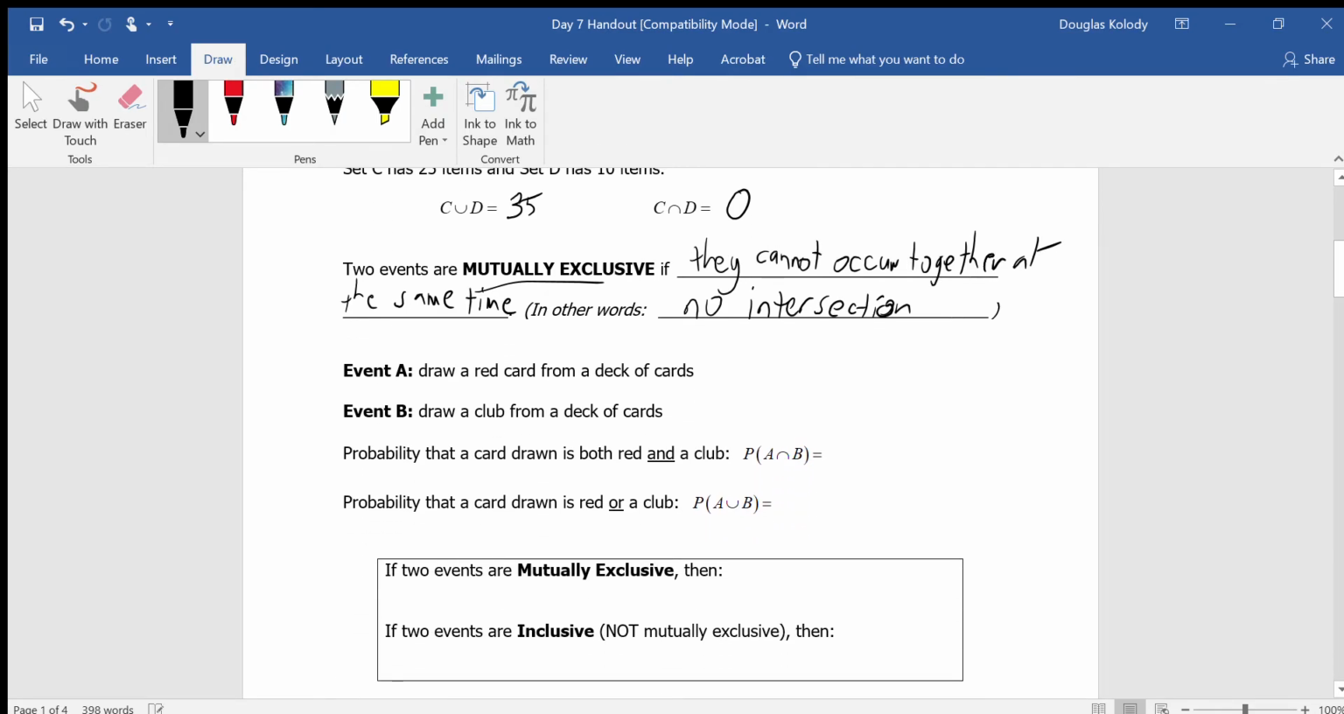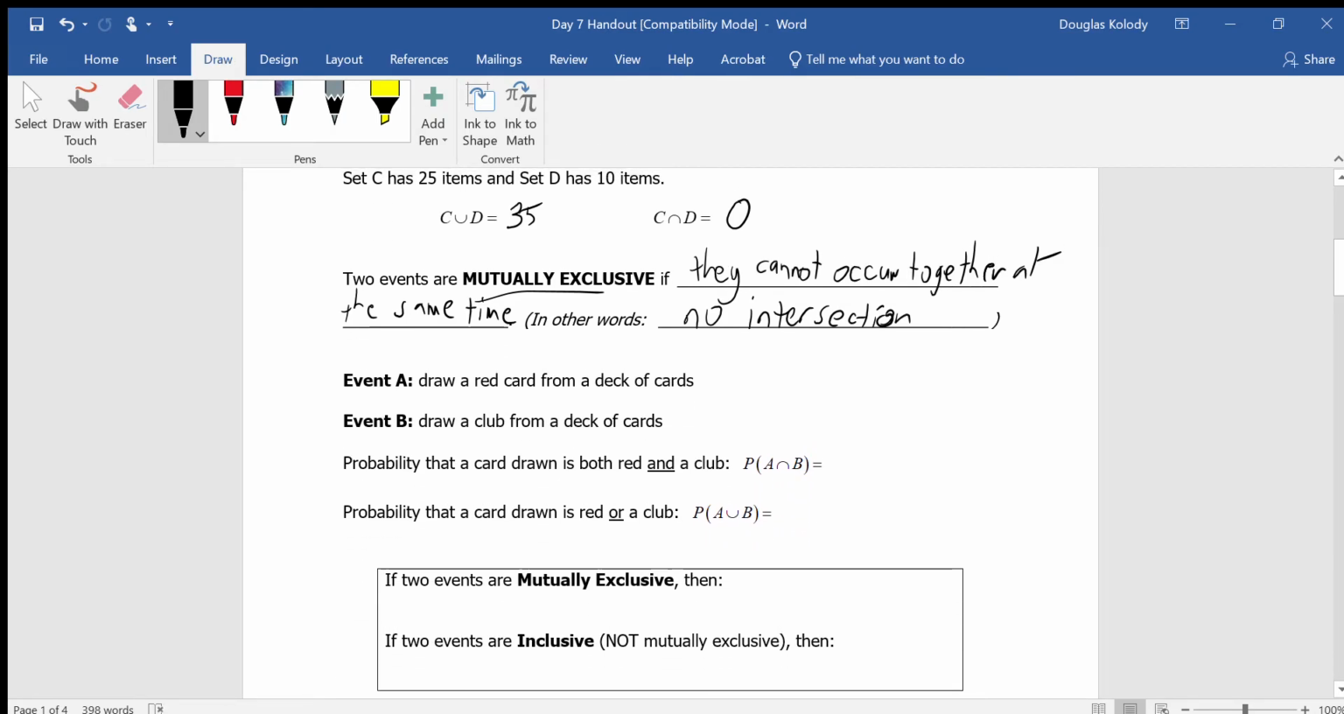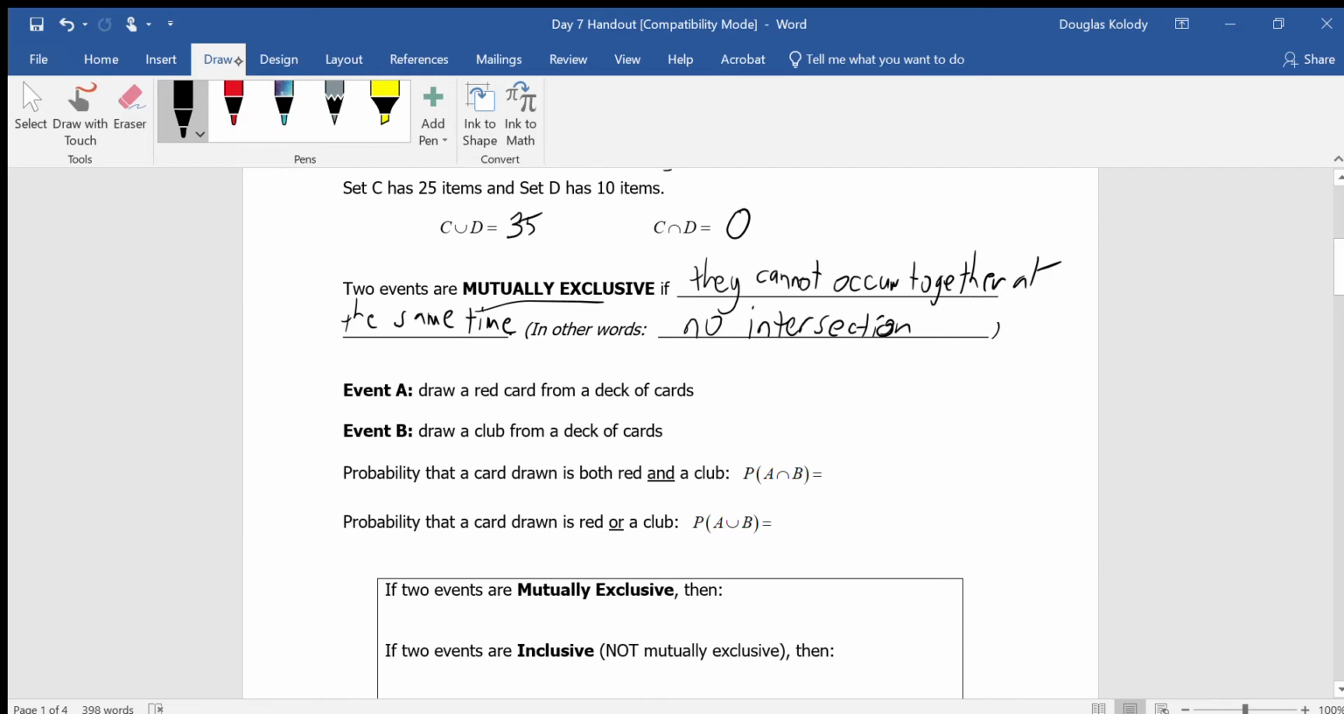All right. And so it says draw a red card from a deck of cards. Event B is draw a club from a deck of cards. The probability that a card is both a red card and a club. For those not familiar with cards, pause this video right now and please get out your reference sheet. Okay, now that you have your reference sheet out, red cards are diamonds and hearts. Clubs and spades are the black cards in a deck of cards.